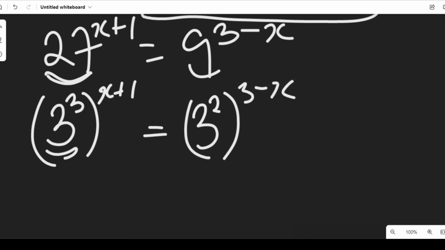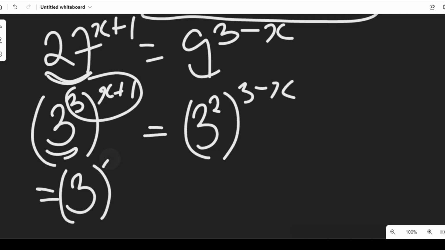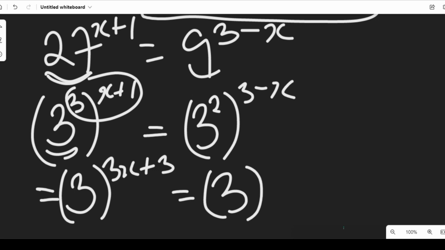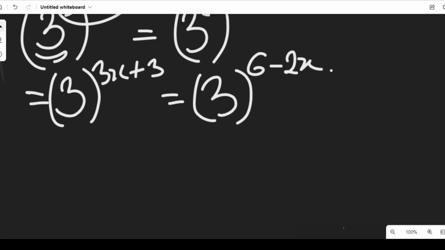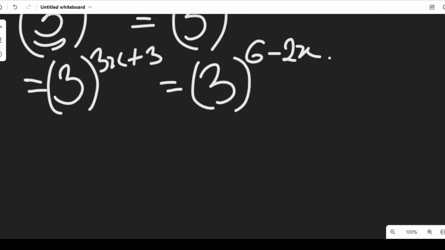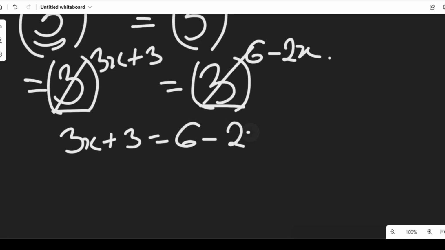Fine. According to the law of indices, this will multiply everything here. So this will give us 3 raised to power 3 times x plus 3, and that will be equal to 3 raised to power 3 times 2, which gives 6 minus 2x. Then we simplify, and we have one common base. We clear the common base, and then the powers will be equated. And then we'll have 3x plus 3 equal to 6 minus 2x.